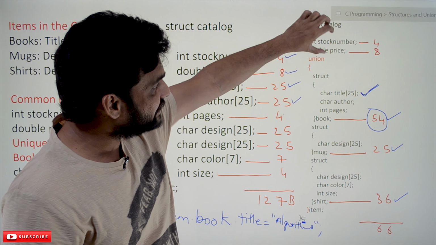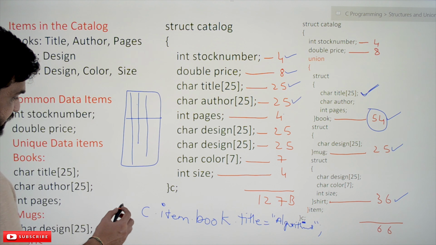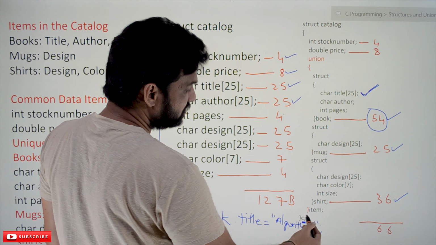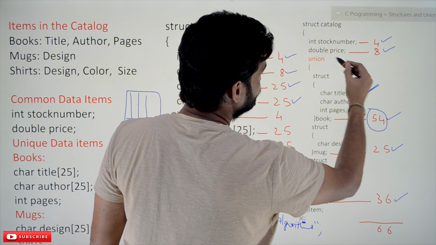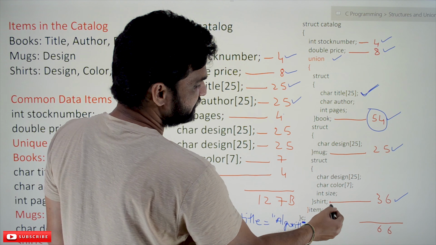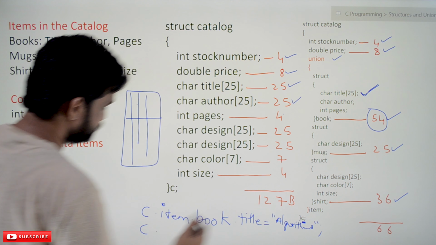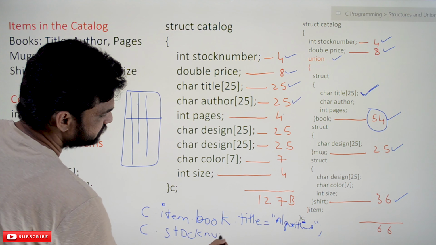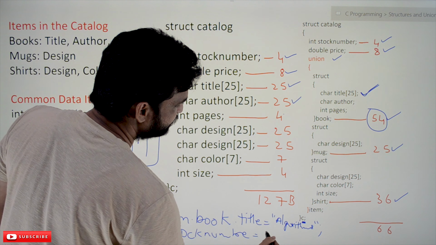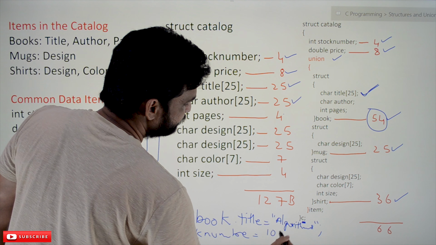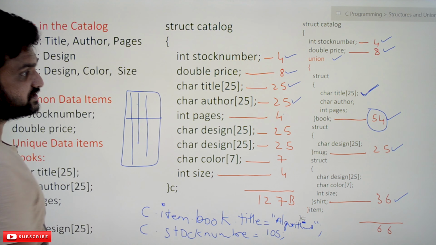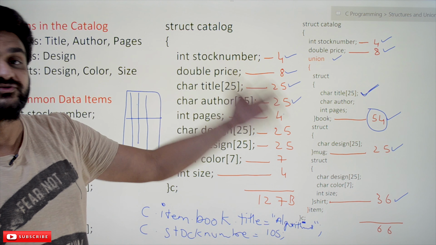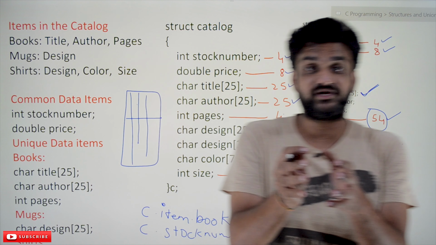For example, if you want to access this, how can we access this? So that is C dot, how many items are there in this catalog? We have 3 items, 1, 2, this union, within the union we have these many. So we have only 2 items, so C dot stock number. So C dot stock number is equal to, for example, take it as 105. So the stock number is 105. Okay, so this is how the unions can be used. This is the benefit of unions.